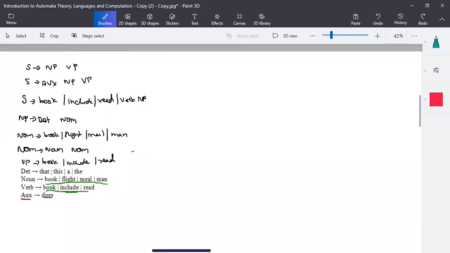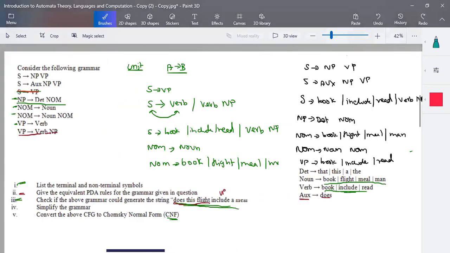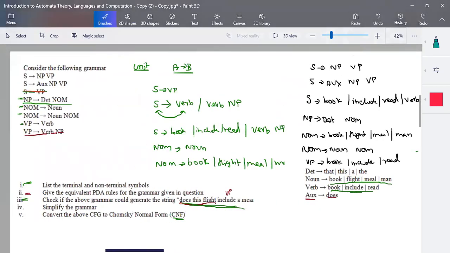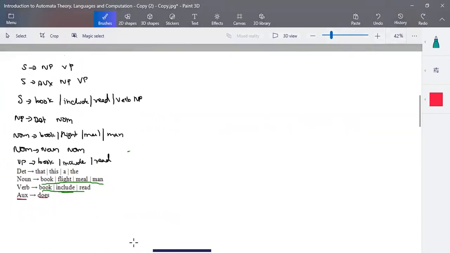So this is the final set of rules that we have formed after all these elimination steps: elimination of non-generating, not reachable, epsilon and unit production. Now the simplification is done, and this is the simplified grammar. The last step is to convert the given context-free grammar to Chomsky normal form. So what is the general format for Chomsky normal form?